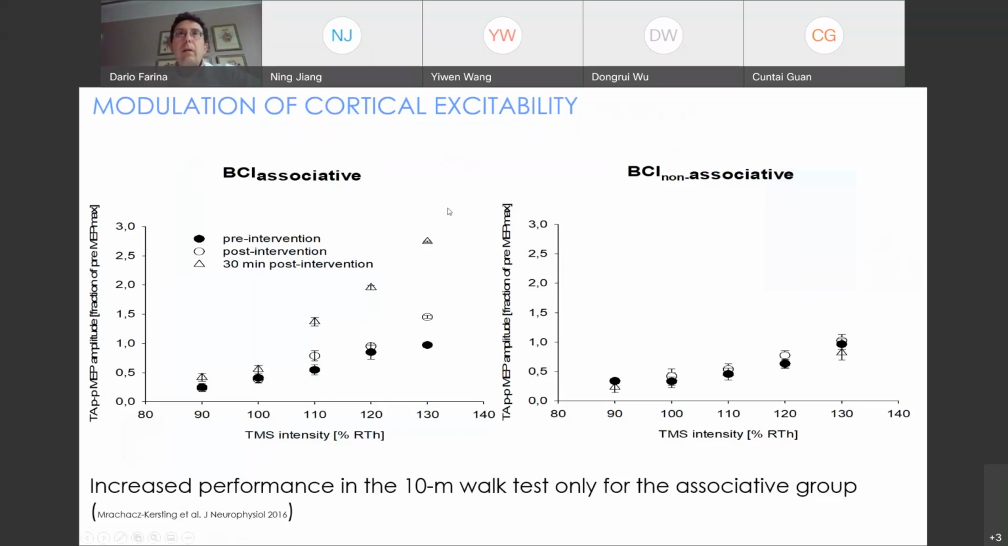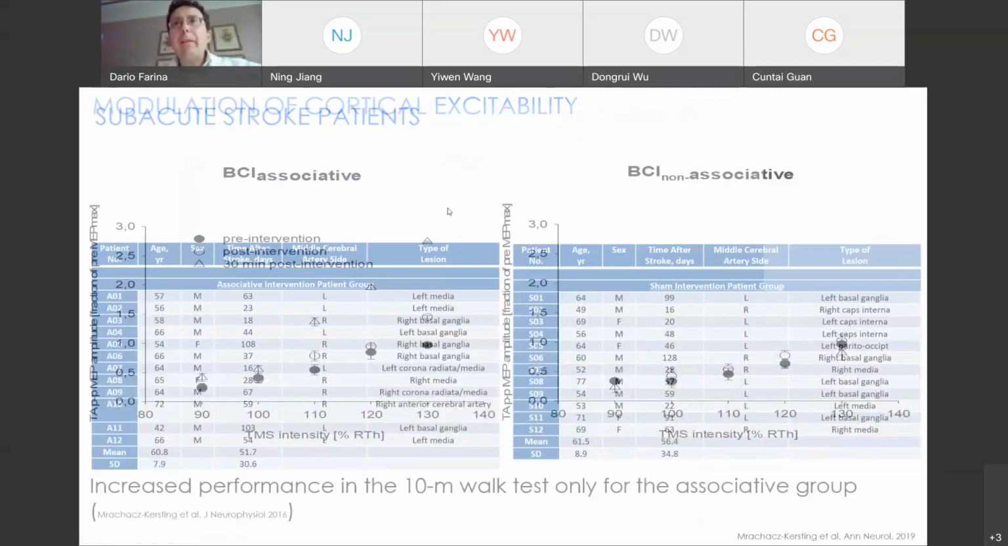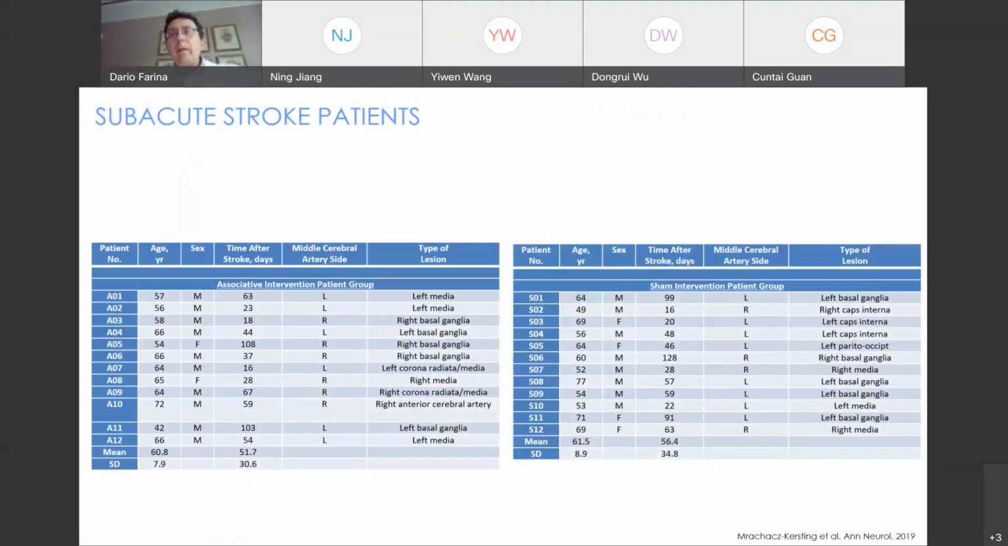On the contrary, we then have a follow-up study that was probably more interesting from the clinical translation point of view, in subacute stroke patients. So these are patients that are 1 to 3 months after stroke, approximately 3-4 months.